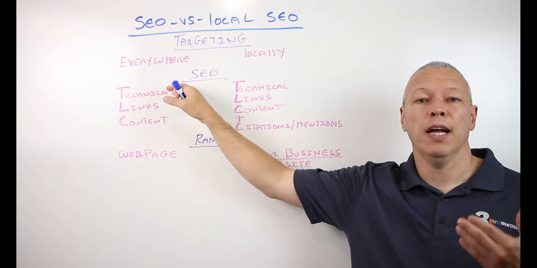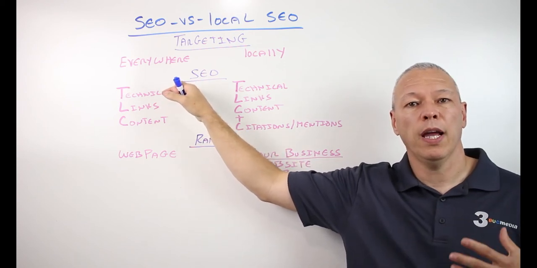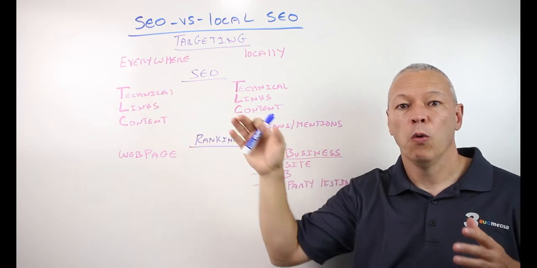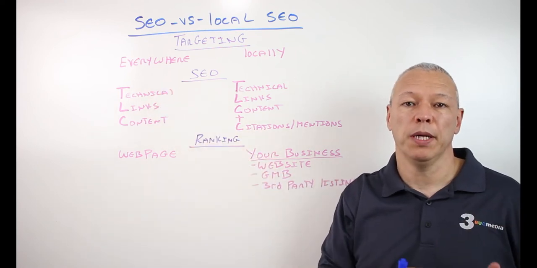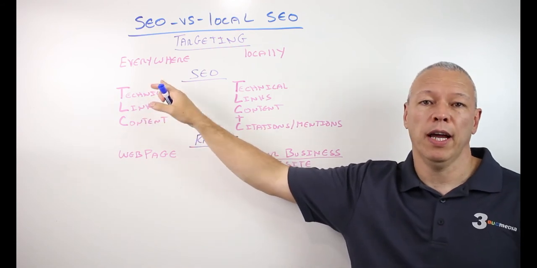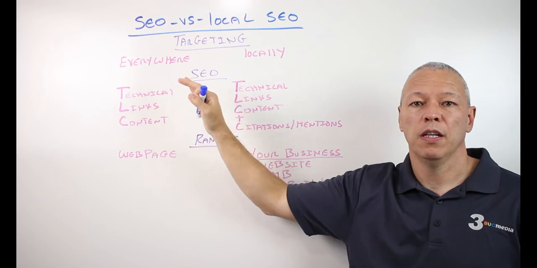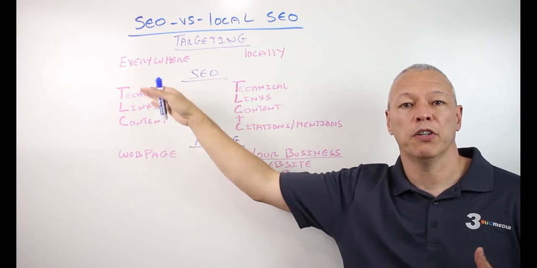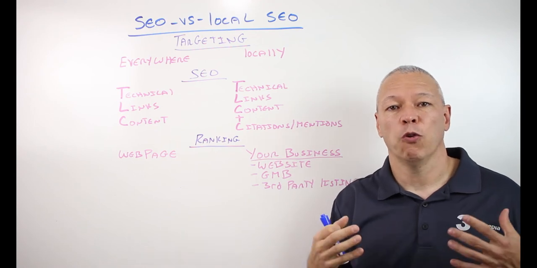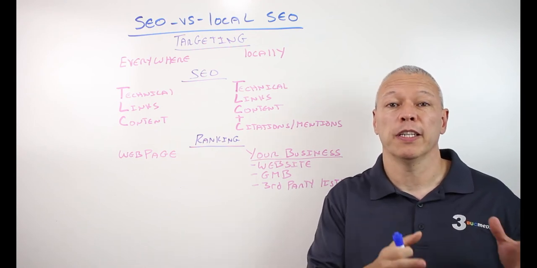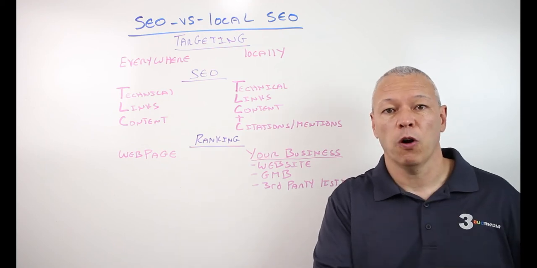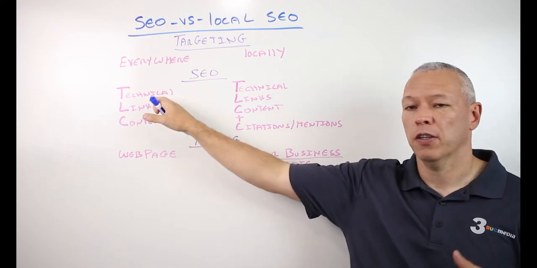The next one is tactics. So what kind of SEO tactics are involved with traditional SEO versus local SEO? While there are a lot of similarities, there is one big key difference. With traditional SEO, I like to break it down as TLC: technical, links, and content. So you have your technical aspects, making sure your website loads fast, making sure there's no roadblocks, making sure structurally it's set up properly for users, as well as Google's web crawler. Those are the technical aspects.